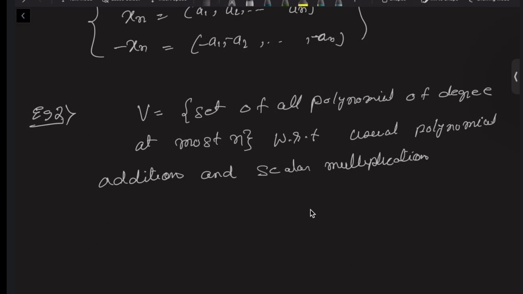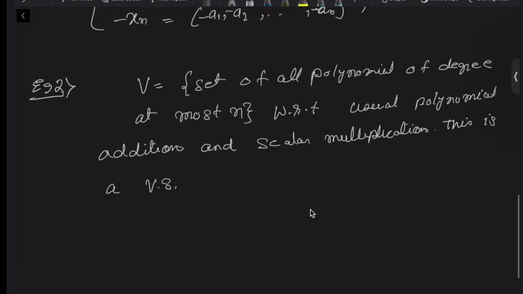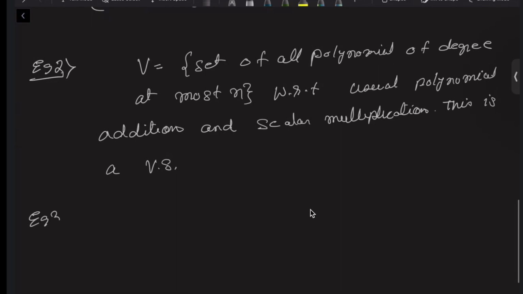If we have two polynomials p1 and p2, all we have to do is look at the coefficients corresponding to the same powers of the variable and add or subtract them. For scalar multiplication, we just multiply all the coefficients by that scalar. This is something you already know. This is also a vector space, which means it satisfies all the properties.